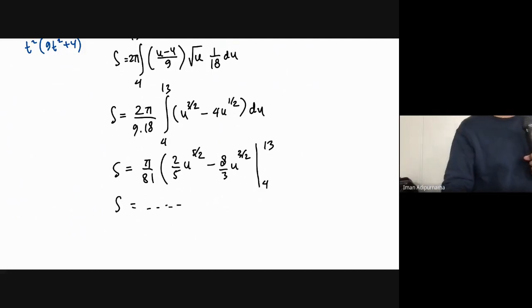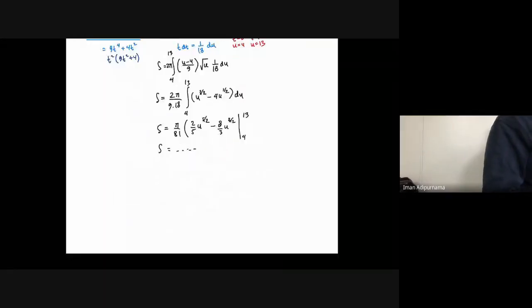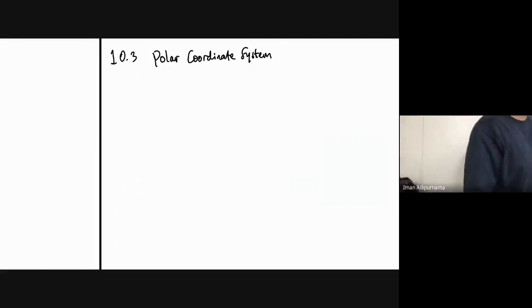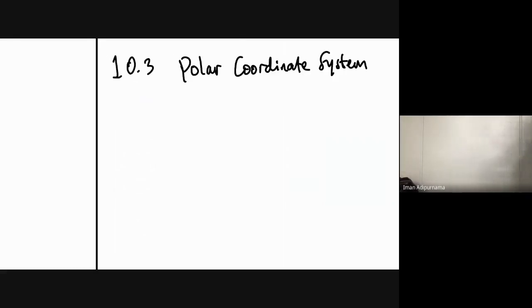Now we will move to 10.3, which is the polar coordinate system. I will move to the new page. So what is the polar coordinate system?